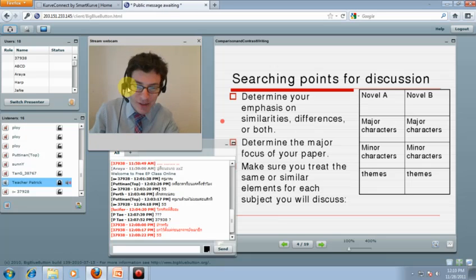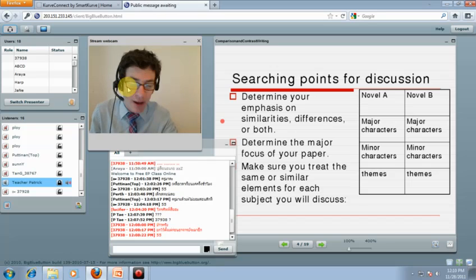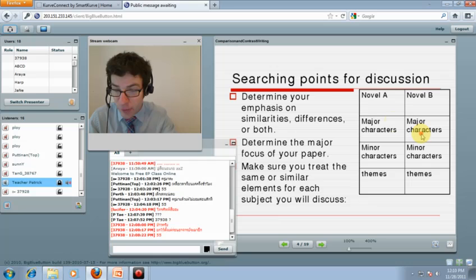When you pick the subject, the focus of your paper, you need to make sure that it has a point, and you need to emphasize that point. So here's what we're going to do. If you look on the right side of the screen over here, we compare novel A and novel B. The focus of our paper is, there are three of them: major characters, minor characters, and themes. If you look on both sides with both novel A and novel B, we look at the major characters first, then the minor characters, then the themes.